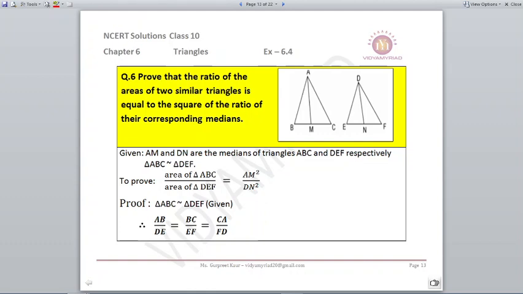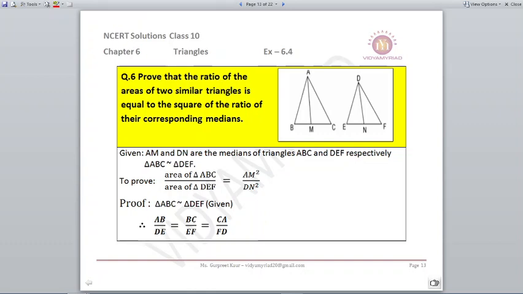Question 6. Prove that the ratio of the areas of two similar triangles is equal to the square of the ratio of their corresponding medians. Now AM and DN are the medians of the triangles. We need to prove that area of triangle ABC upon area of triangle DEF should be equal to AM square upon DN square. Now we are told that triangles are similar. When triangles are similar, it means their corresponding sides are in proportion. That is, AB upon DE will be equal to BC upon EF will be equal to CA upon FD.